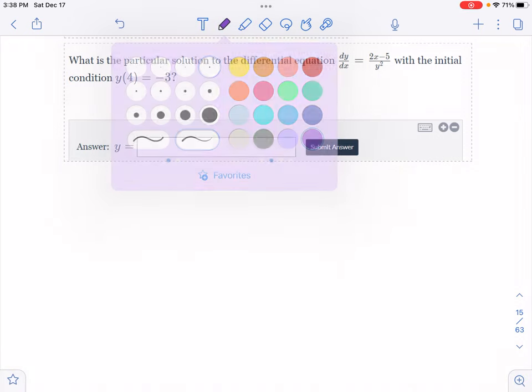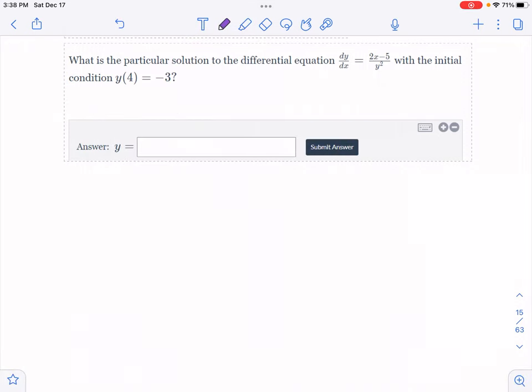All right, in this video I'm going to do an example of solving a differential equation. Actually, I'll probably do a couple. These problems are from Delta Math, as you can probably tell. So this says, what is the particular solution to the differential equation dy/dx equals (2x minus 5) over y squared?